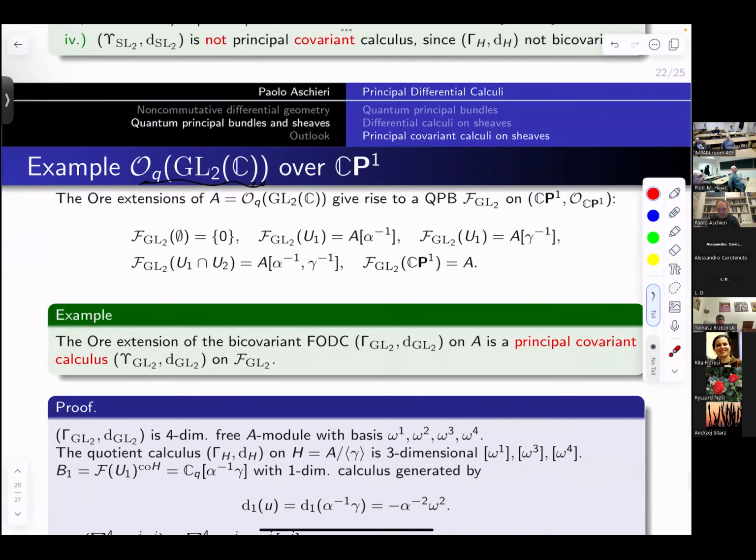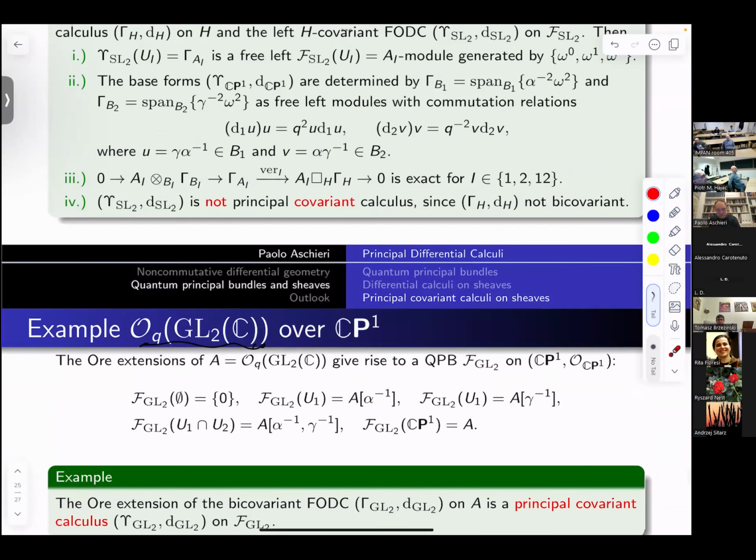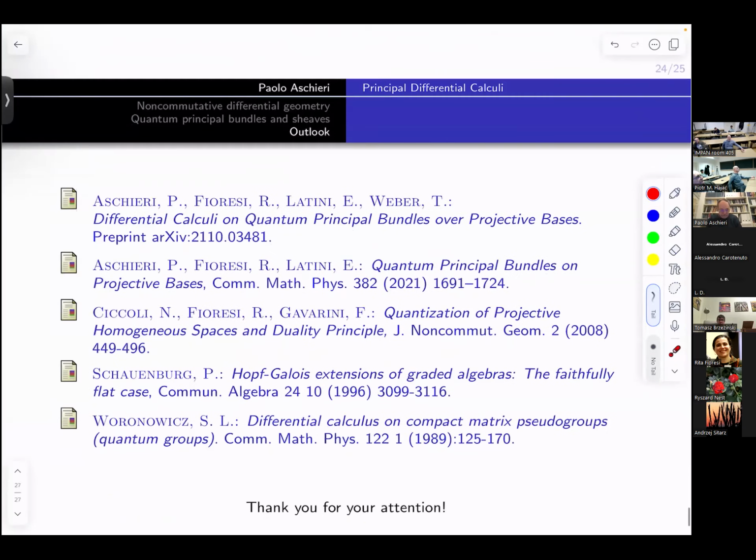And another example is a principal calculus that is not covariant, when instead of GL2 we consider SL2. Because when we consider SL2 and the parabolic subgroup in SL2, then, as I said before, the sequence on the local patches, where this index I corresponds to a local patch, is exact, but I'm losing the covariance because I'm taking on SL2 the left H-covariant differential calculus, so I don't have any right H-covariance anymore. Okay, so with this, I conclude there.